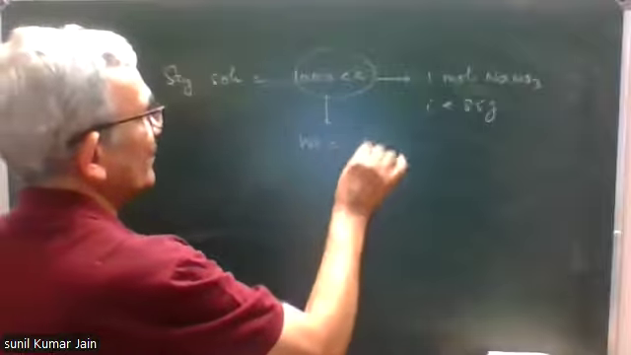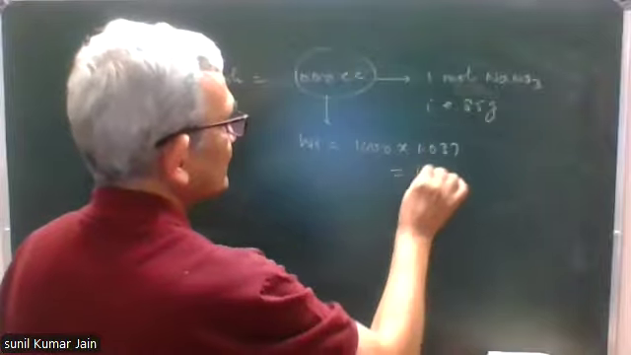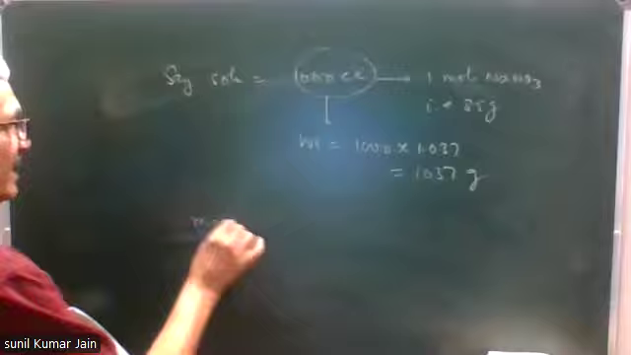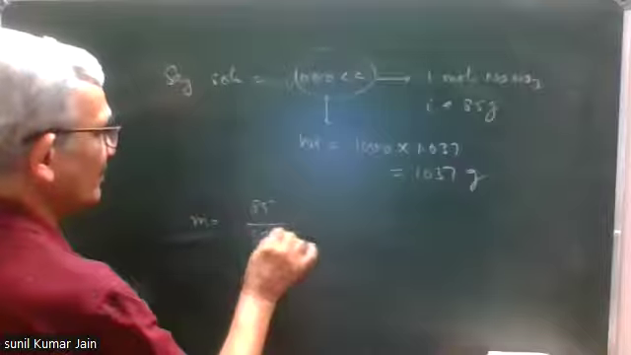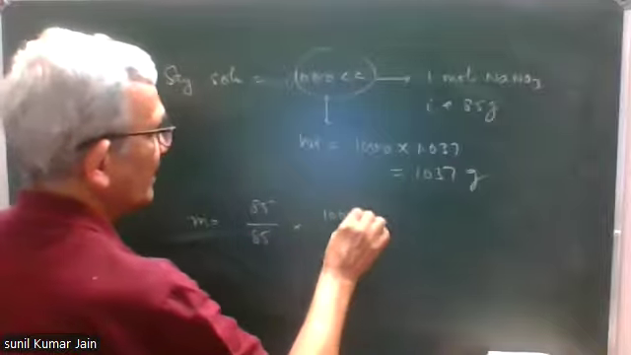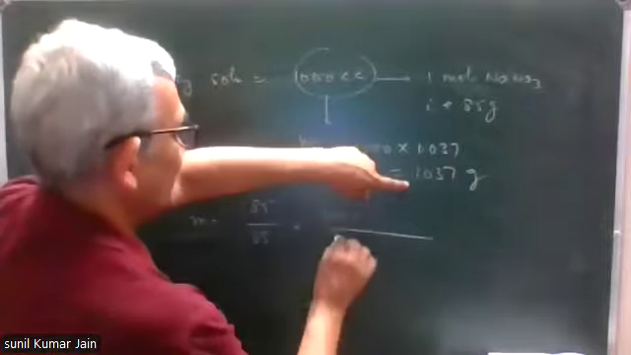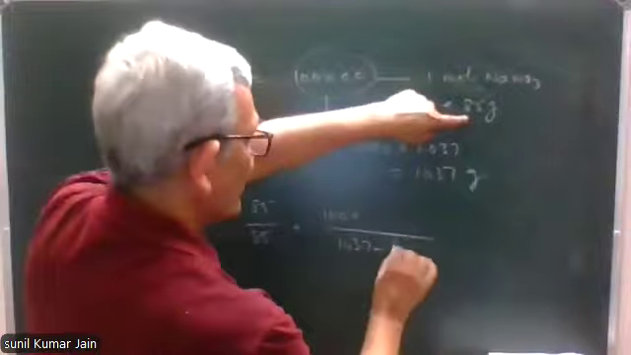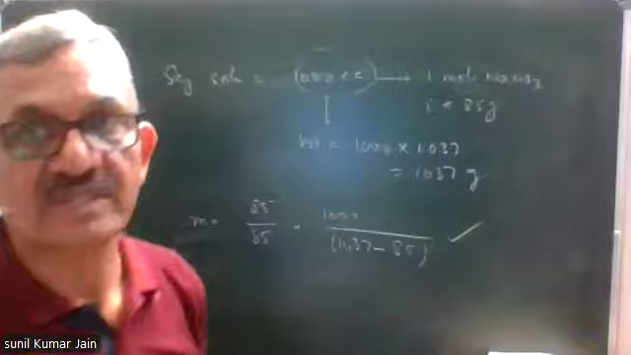Its weight will be 1000 into density, so much. So molality will be weight of solute 85 divided by molecular weight 85 into 1000 divided by weight of solvent. Weight of solvent will be 1037 minus weight of solute. This is the answer.